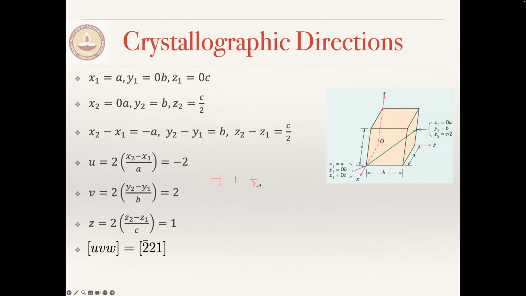Now, if these resulting numbers are not integers, then you need to multiply all of them with a common number. That is a crystallographic procedure to represent directions. So what is the common number that you will multiply with in order to make it the smallest integer? 2, sir. Yeah. So if you multiply with 2, this becomes minus 2, plus 2 and 1. Since minus 2 should be written as 2 bar, that is why it is written as 2 bar. Since it is a crystallographic direction, it should be enclosed between square brackets. Is that clear? Yes, sir.